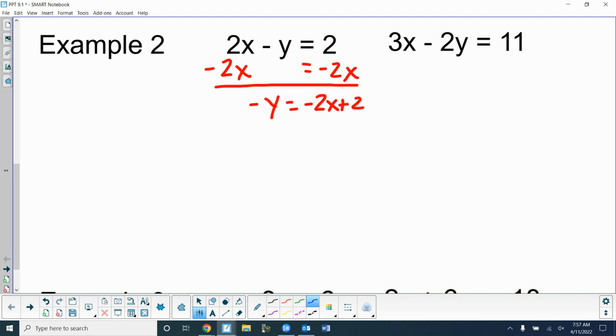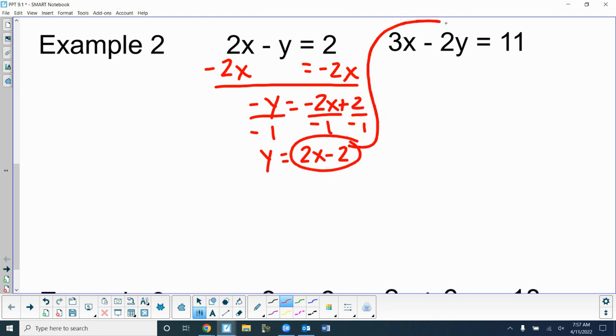But it's negative y. So what do we have to do? Yeah, divide everything by negative 1. Let's get positive y. Let's make that look better. And everything gets divided by negative 1, remember. So we get y equals positive 2x minus 2.